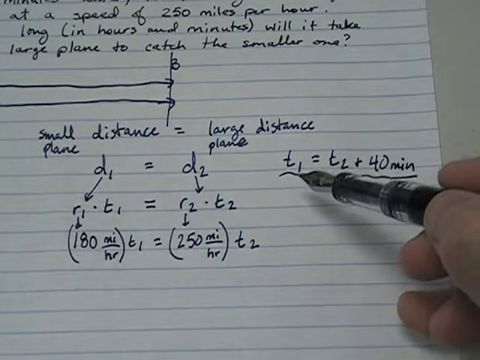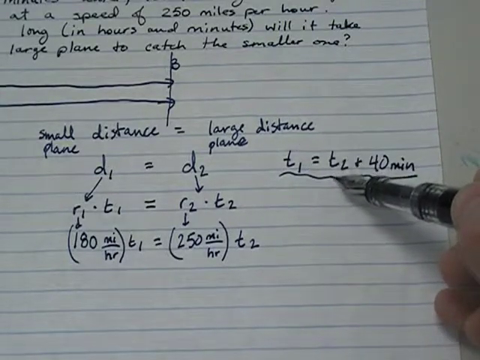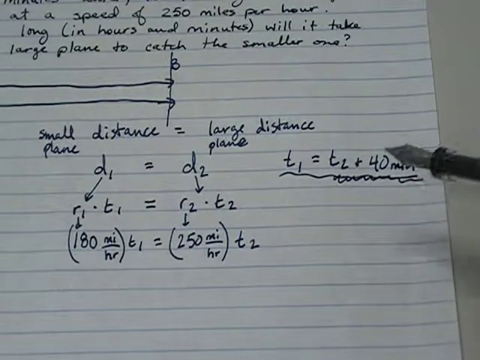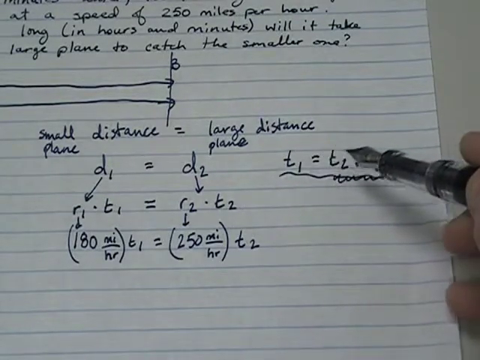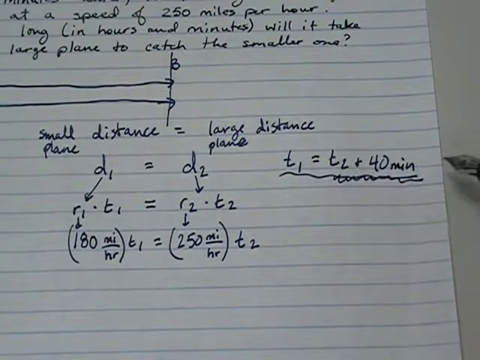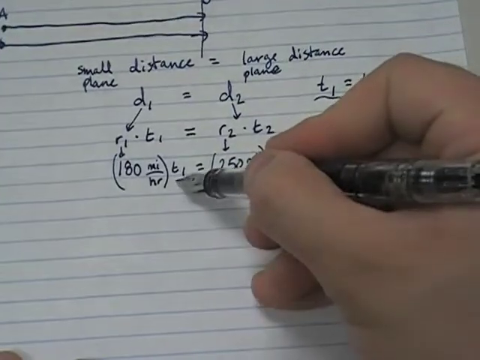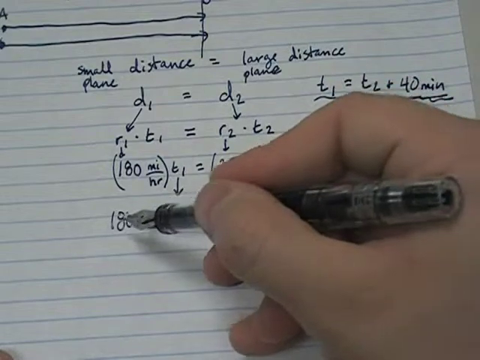Now, what do I know? I know that everywhere I have T1, I can substitute T2 plus 40. So everywhere I have T1, I can substitute T2 plus 40. Well, I'm going to substitute that right here. So what do I get? I get 180.